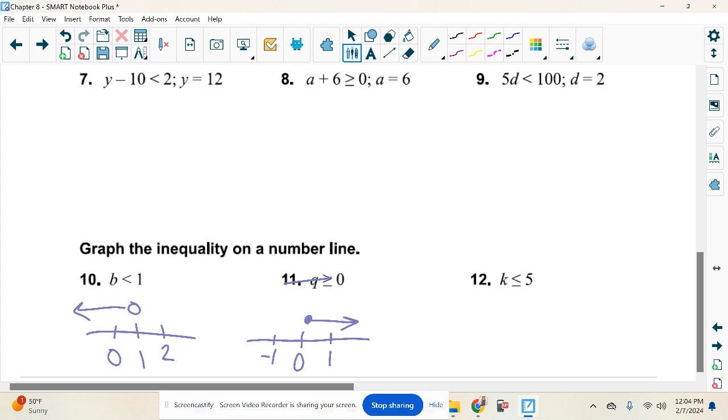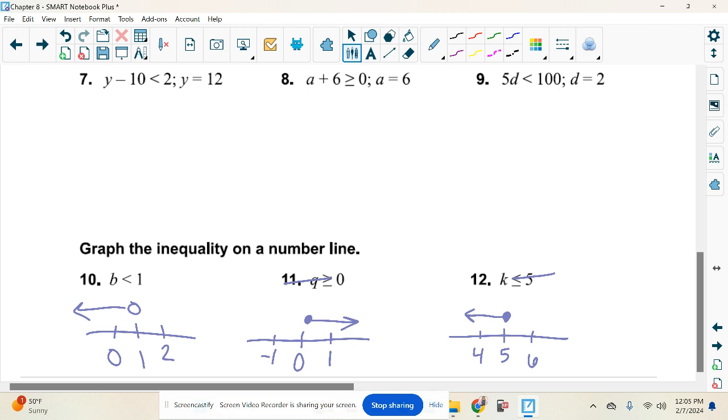Alright, number 12. 5, 4, and 6. Open or closed? Closed. Sounds like that nursery rhyme. Open and shut. Okay. Pointing to the left or to the right? To the left.